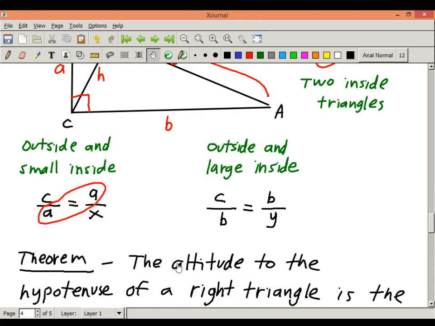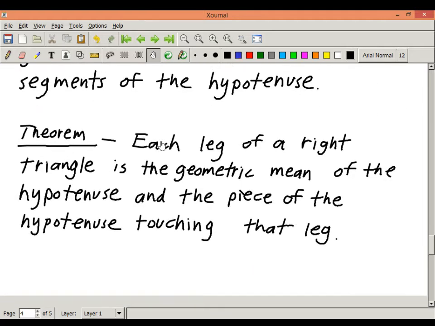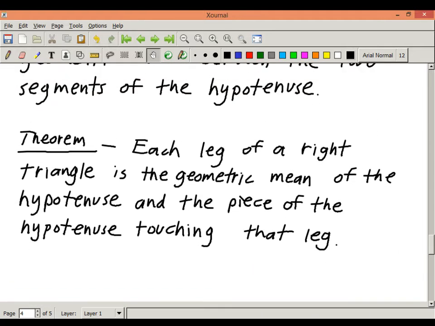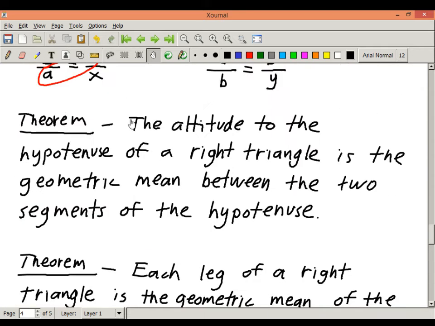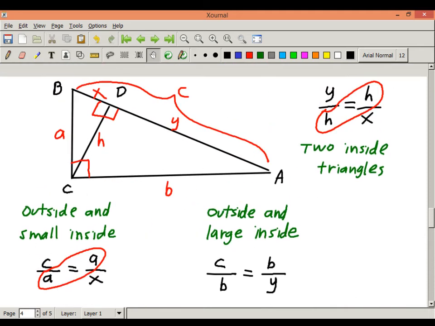I'll read you that theorem, and then we'll do that last proportion. The other theorem that we're going to need today is: each leg of a right triangle is the geometric mean of the hypotenuse and the piece of the hypotenuse touching that leg. So let's see if that theorem holds again for the other leg of that right triangle. This time we're looking at the outside triangle, BCA, and we know that it's similar to the larger inside triangle.